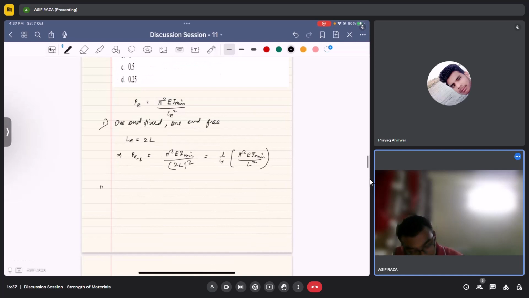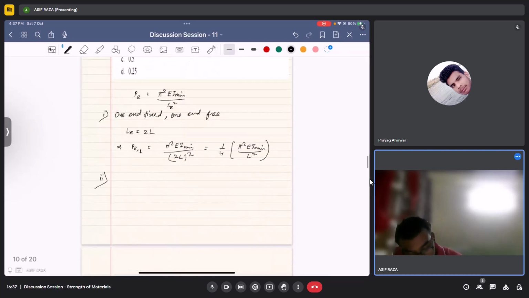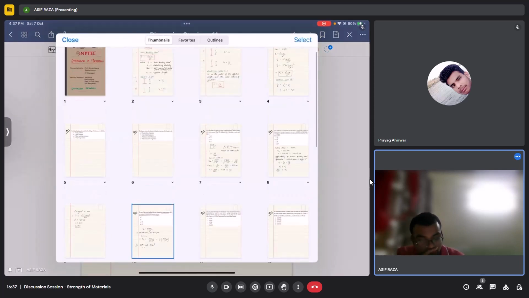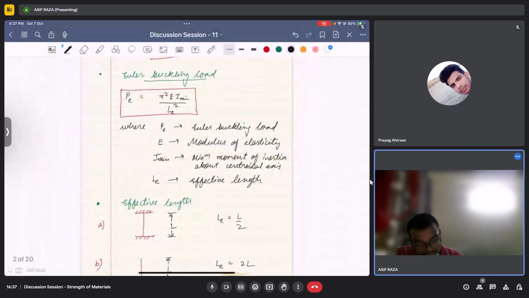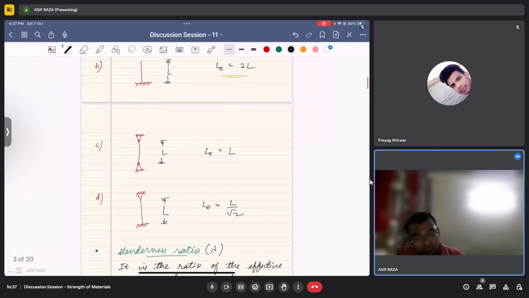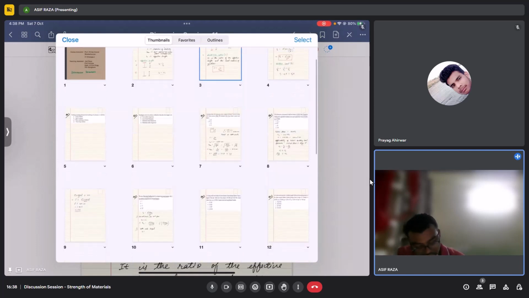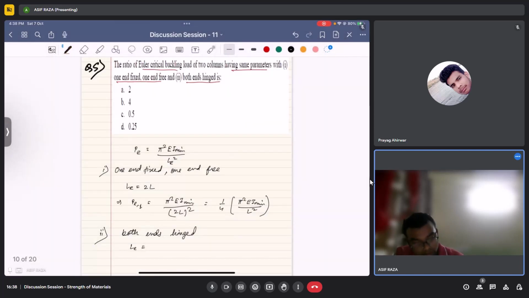Now for the second condition where both ends hinged. The effective length for this case is, let's see, both ends hinged, option C, the third one. So this is LE equal to L, right? So effective length for this case is L. Let's use that.